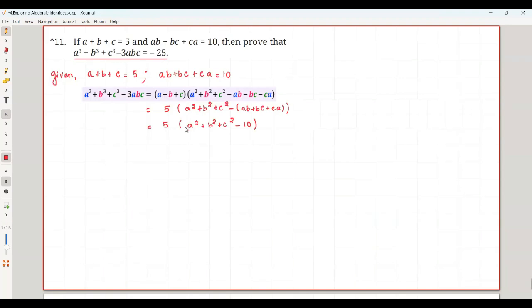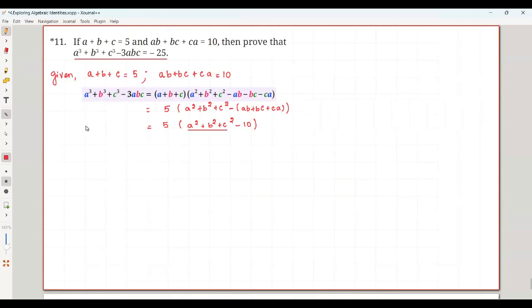So we got up to this. Next, we are going to find out the value of a square plus b square plus c square. In the given question, a plus b plus c alone is given, so to get a square plus b square plus c square, again we are going to use one more identity formula: if you take a plus b plus c the whole square, we'll be getting this. So again we are just going to use another formula.